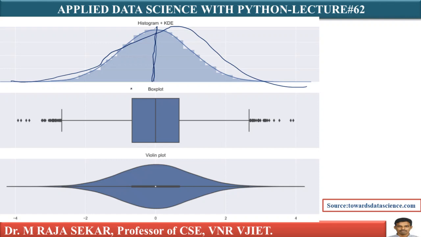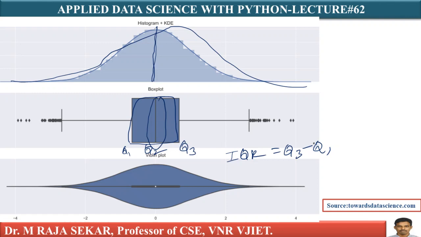We can see the previously mentioned metrics: mean, median, IQR. Now we will try to understand your box plot. This is median, isn't it? What is IQR? IQR means interquartile range. This is Q1, this is Q2, this is Q3. IQR is Q3 minus Q1, isn't it?